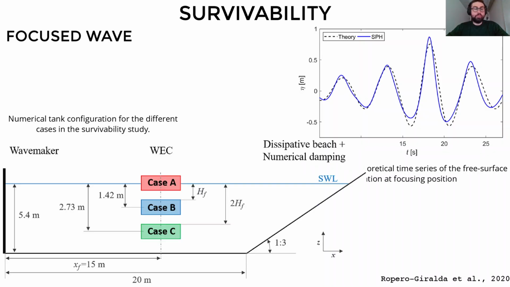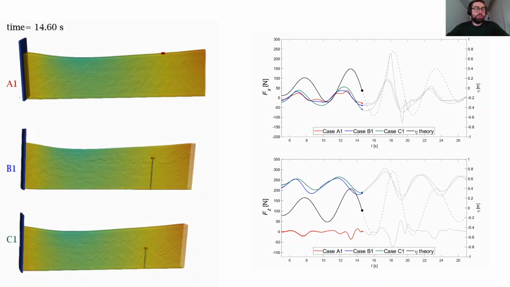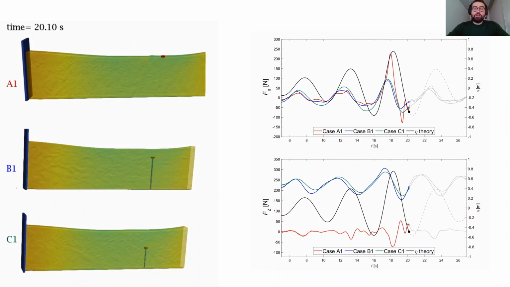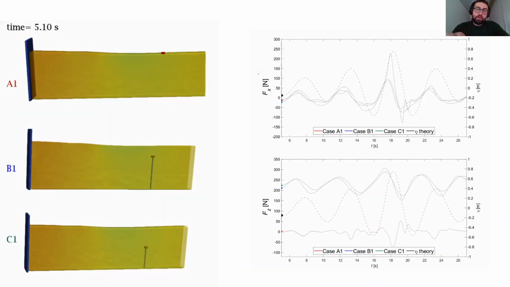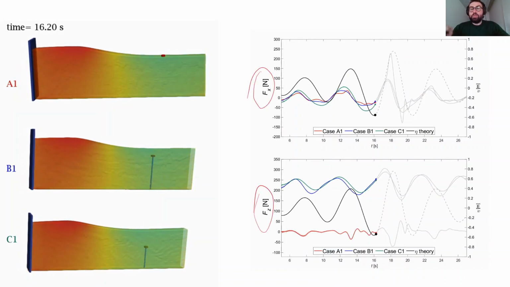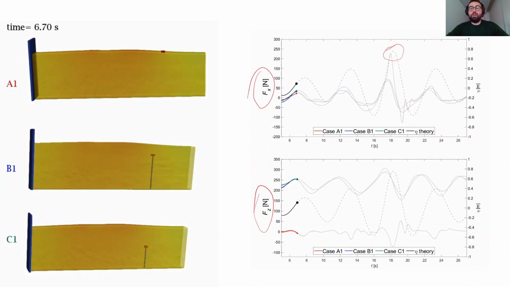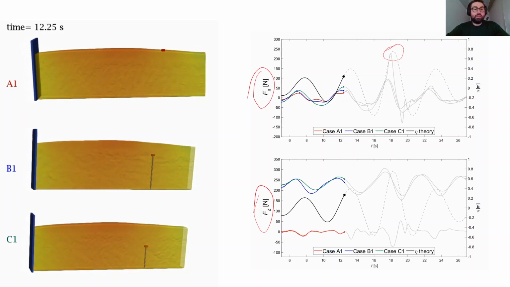Here is the setup of the numerical tank we used, and we considered 3 different floating lines for the device. On the left, the SPH simulations are reported, and on the right, the horizontal and the vertical forces are charted. Here we can immediately identify, for example, the worst case scenario, which is the one where the floater is at the free surface.